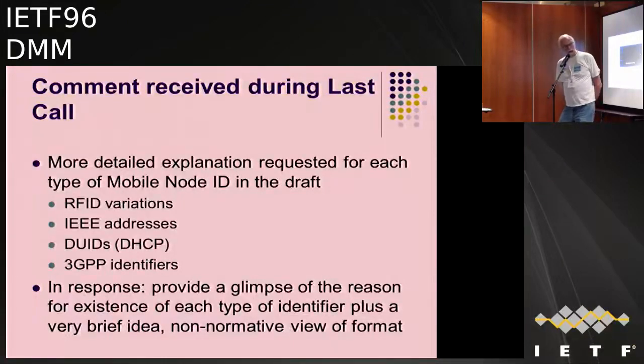So the new kinds of mobile node identifiers are either RFID sorts of identifiers or IEEE EUI-64 addresses, for instance, MAC addresses. We allow IPv6 addresses to be identifiers. DHCP has a set of four kinds of DUIDs that can be used as identifiers. And finally, 3GPP has, for instance, the MZ that can be used as identifier.